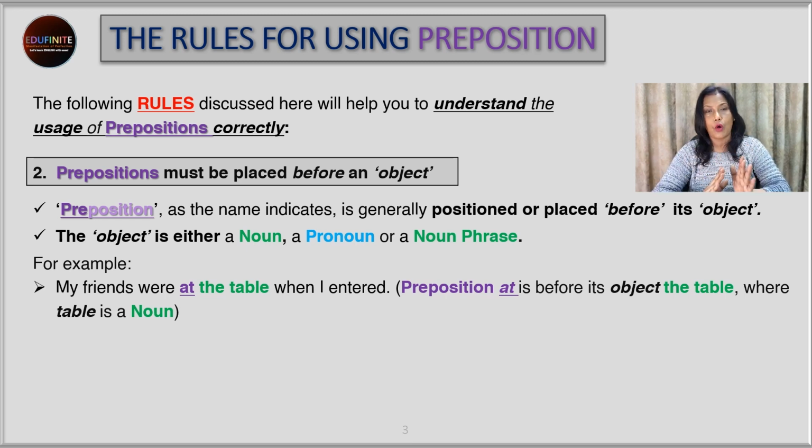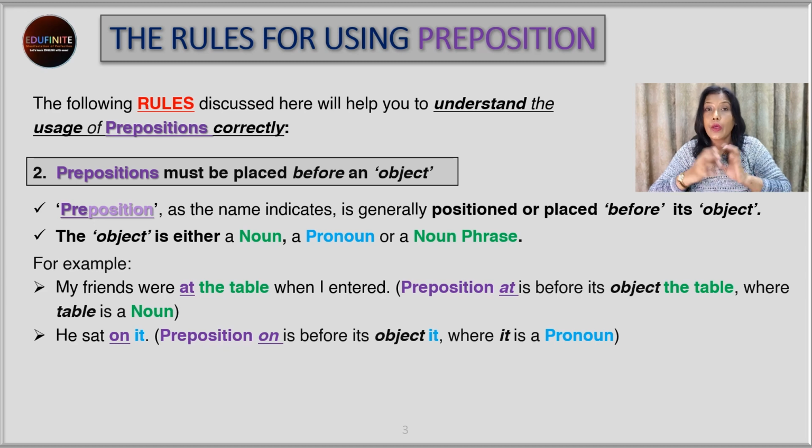It has to be before the object, and that object will either be a noun or a pronoun, because the word used instead of a noun is a pronoun, or it can be a noun phrase too. So these are the three options of the object which will always follow the preposition. He sat on it. So on it. Again, on has an object after it, or on is placed before an object. So this it is a pronoun. Hence, on is the preposition.